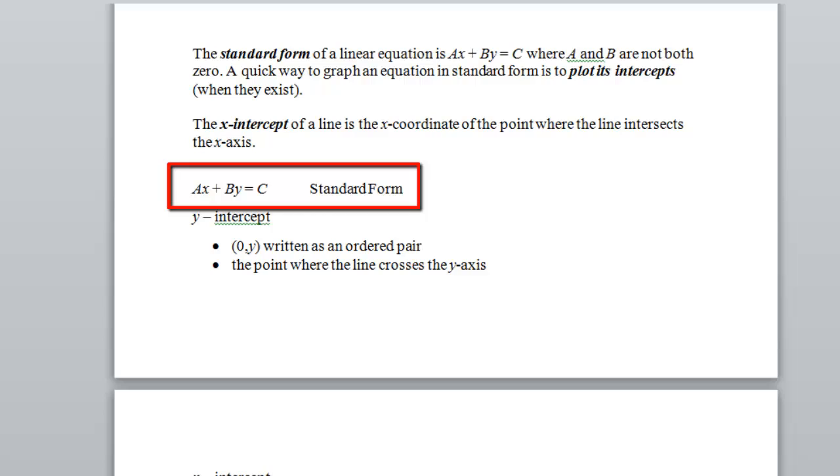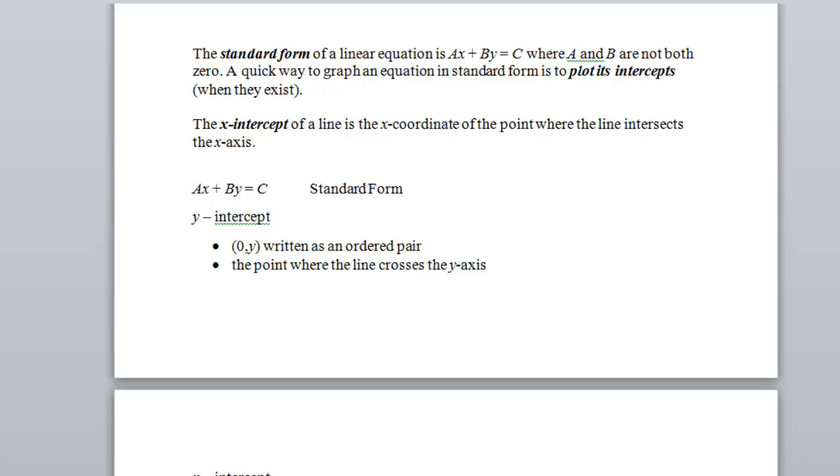What we're going to do here is show you a quick way to find the x-intercept and the y-intercept, which are the places where the graph crosses both the x and the y-axis. Once you do that, you can plot those 2 points, and since 2 points define a line, you can quickly graph the line.